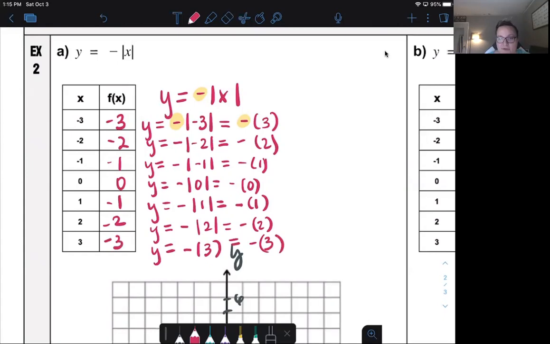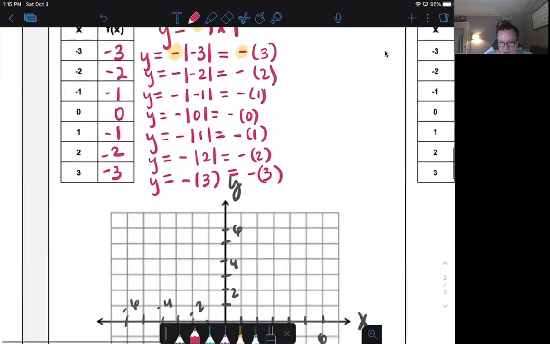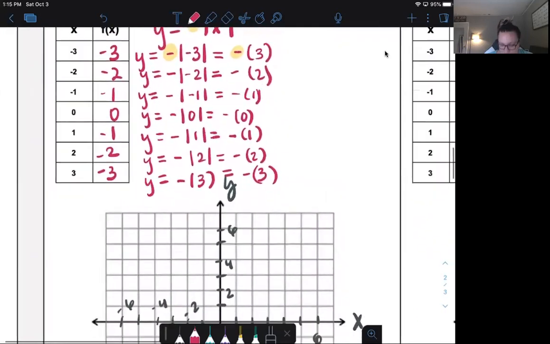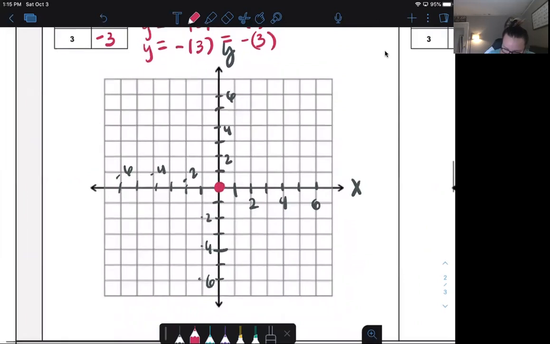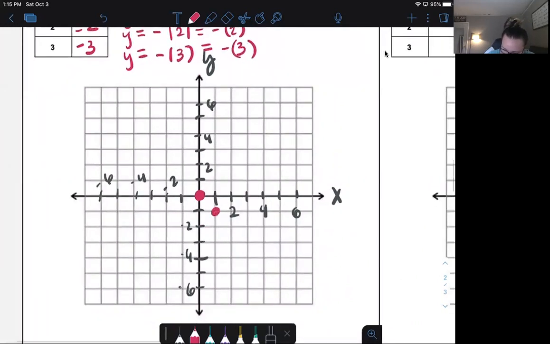So let's plot those points. We get (0, 0). When we plugged in 1, we got -1. When we plugged in 2, we got -2. -3 got us (3, -3). -1 got us -1. -2, -2. -3, -3. And we start to see that our V-shaped graph, our absolute value graph, is facing downwards, which is totally allowed. That's perfectly fine.